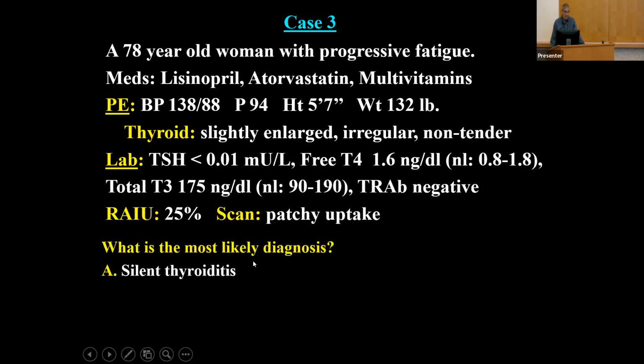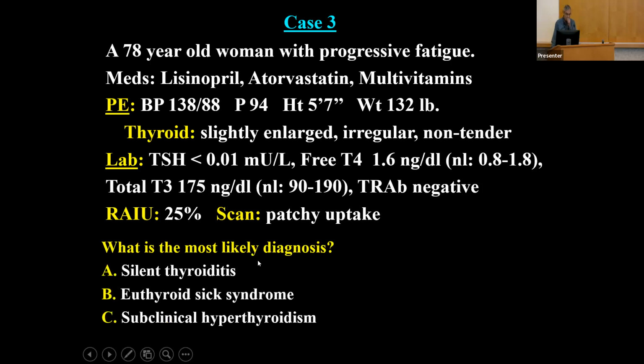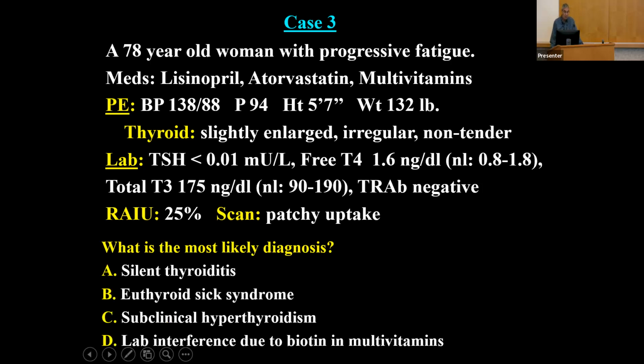So the most likely diagnosis: silent thyroiditis, euthyroid sick, subclinical hyperthyroidism, or lab interference due to biotin. And I put that in here because you know that when we measure hormones in the laboratory, biotin is one of the ingredients they put in the test tube. Biotin makes hormones bind to the matrix so that they can be measured.